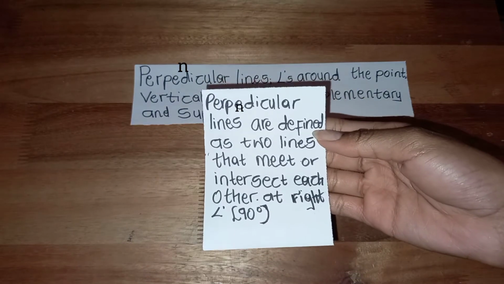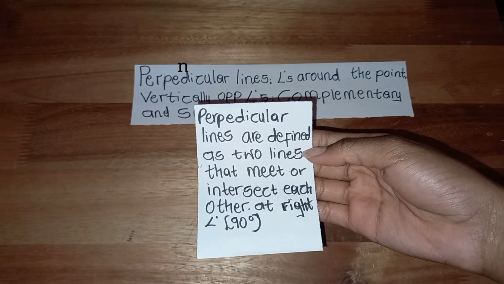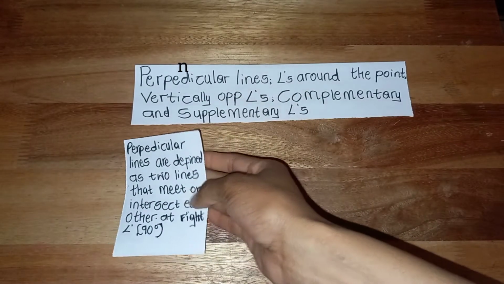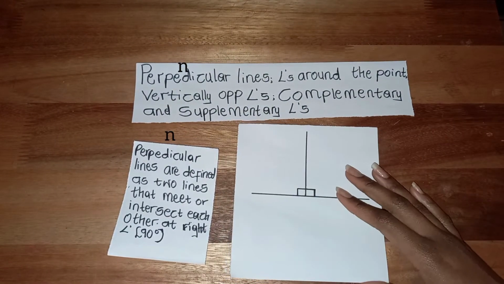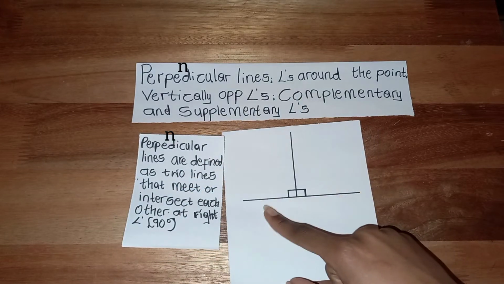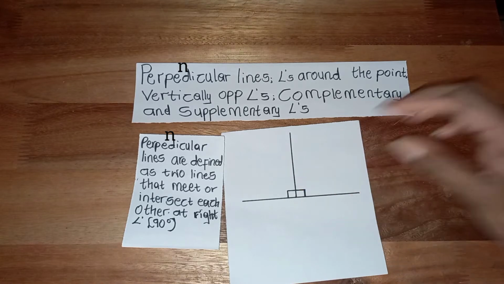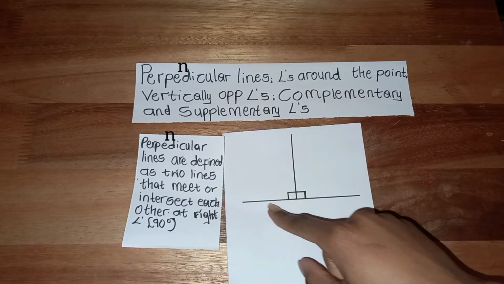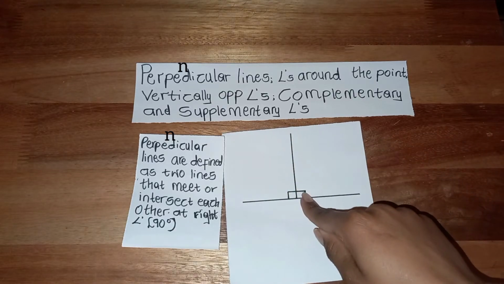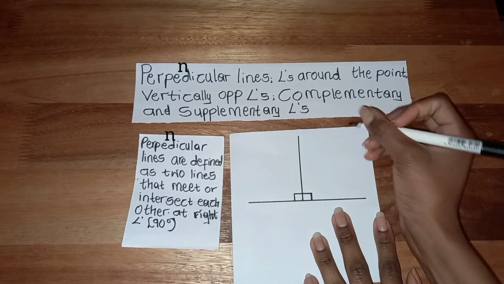Perpendicular lines are defined as two lines that meet or intersect each other at a right angle. So let's look at this. What this explanation is basically saying is that when two lines, as you can see, we have two lines, intersect, meaning when they meet or cross each other, they form 90 degrees. As you can see, when these two lines cross each other, they form 90 degrees, they form a right angle. So the sign for perpendicular is this one.